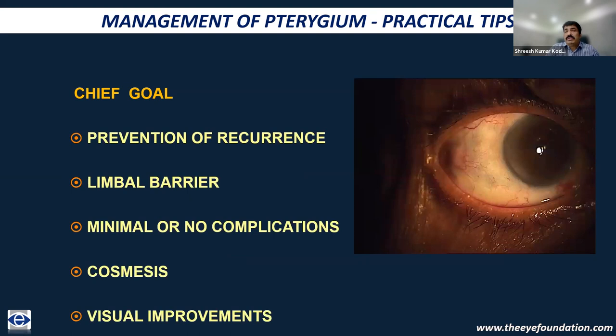Any procedure for pterygium should prevent recurrence. This is the important goal of any pterygium surgery. And it should act like a limbal barrier to prevent conjunctivalization of the cornea. There should be minimal or no complications at all with the surgery. And it should be cosmetically acceptable to the patient as well as to the surgeon.